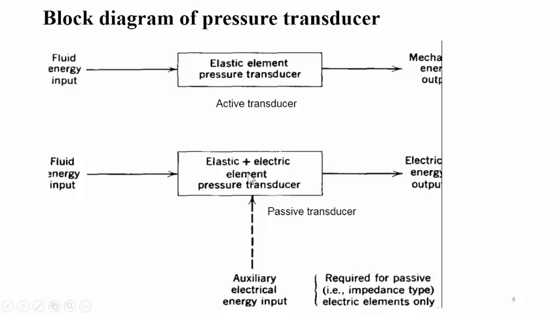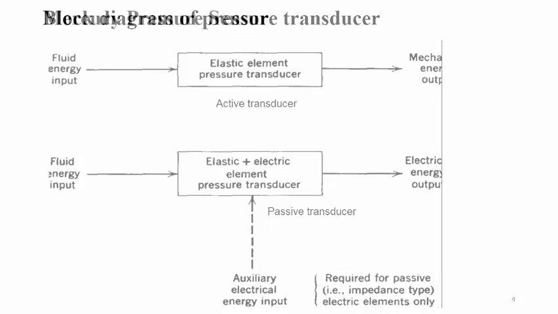As we know very well, the passive transducer requires an external excitation voltage. This auxiliary electrical energy input is required for the passive, that is impedance type of, transducer, which is mainly observed in the package of the passive transducer. But in case of an active transducer, there is no need to apply an external electrical source as input to the pressure transducer.